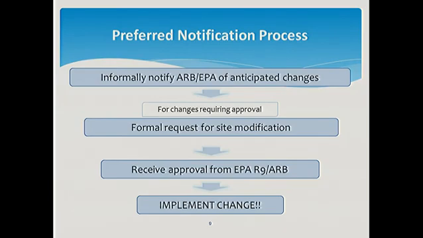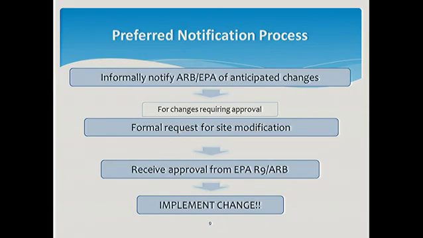Our preferred notification process for both ARB and EPA is to informally meet with us to discuss anticipated changes. Generally, how it works is if you contact us, we'll work with Monitoring and Laboratory Division and get the right people together and have a short call and really discuss and evaluate the potential impacts and what the best path forward will be for you.